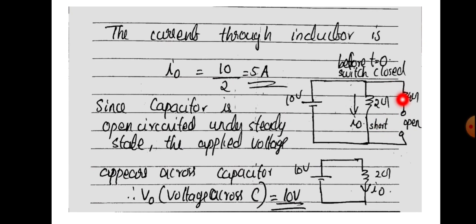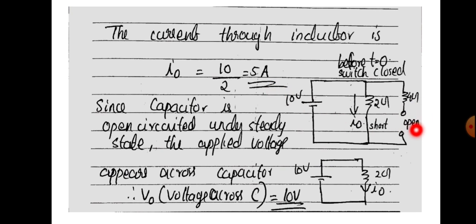Similarly, at a steady state, the capacitor is open circuited, so it is not shown there because that circuit portion is open and the complete input voltage appears across this capacitor or open circuit. So, under steady state, the current through the inductor can be found by simple Ohm's law. If you are considering this loop, the current through the inductor I0 will be equal to voltage divided by resistance, that is 10 divided by 2. So, the initial current through the inductor under steady state condition is I0 equal to 5 ampere.